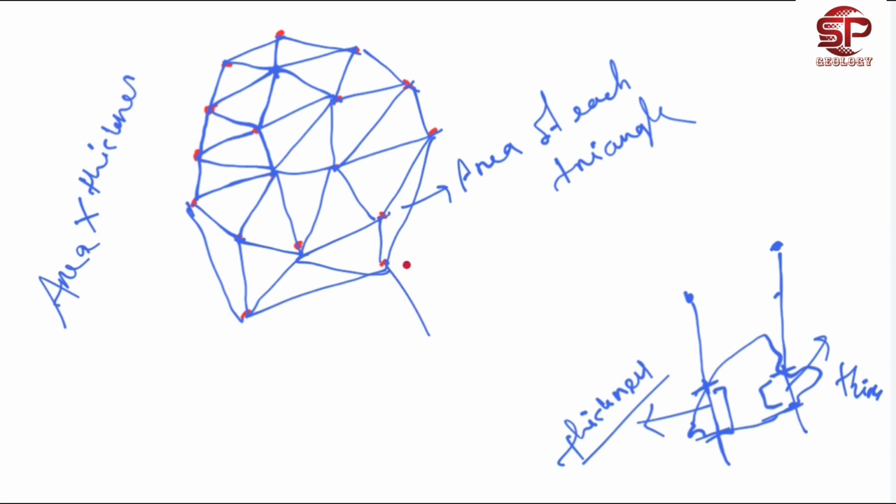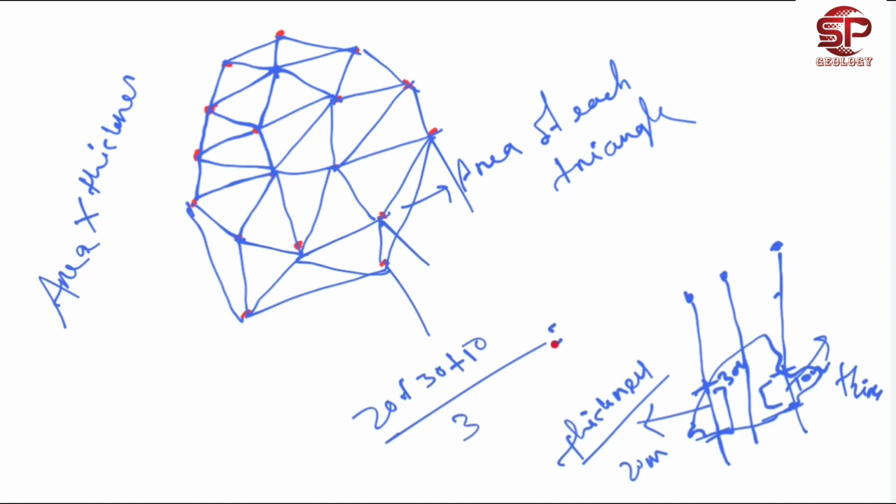They will average these three thicknesses. Like here, this is one thickness, considered 20 meters. This is 30 meters, and this is 10 meters thick. So 20 plus 30 plus 10, divided by 3, will be your 20 meters. So if the area is A1, then A1 into 20 meters is the volume. Is it clear to everyone how this triangular method works?